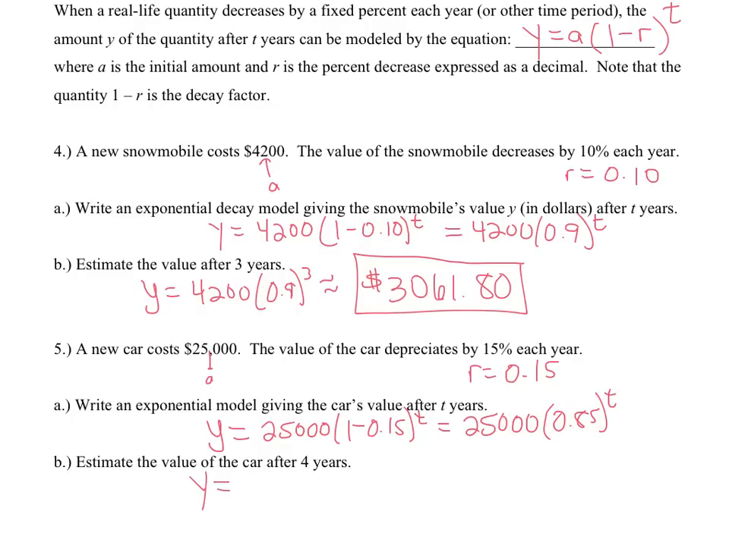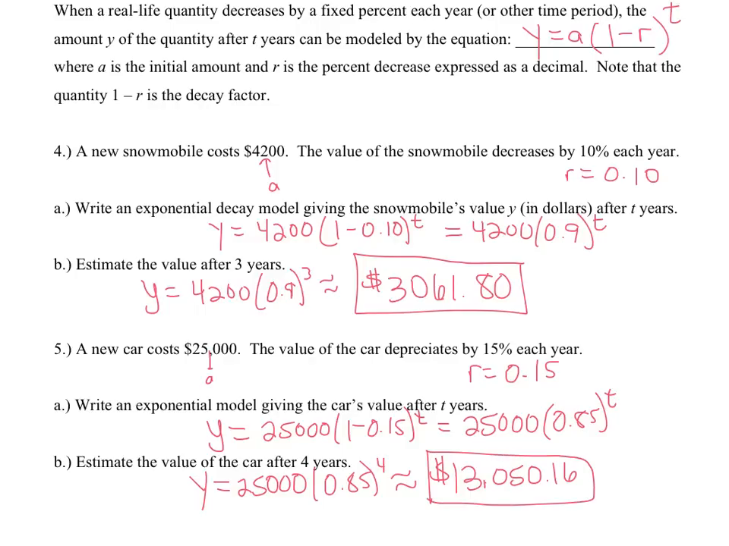And if we estimate the value after 4 years, we type into our calculator 25,000 times parentheses 0.85 raised to the 4th. If you round to 2 decimal places, you should get that it would be worth $13,050.16. So even in the first 4 years, you've lost $12,000 in value.